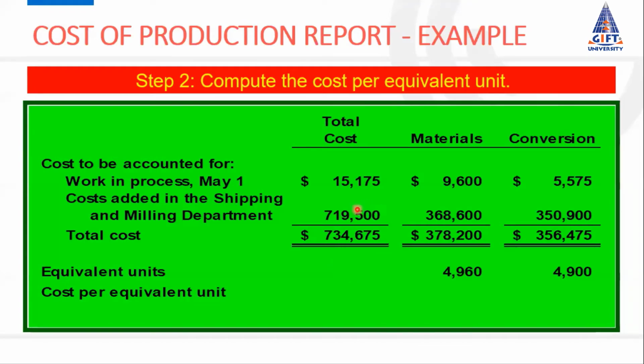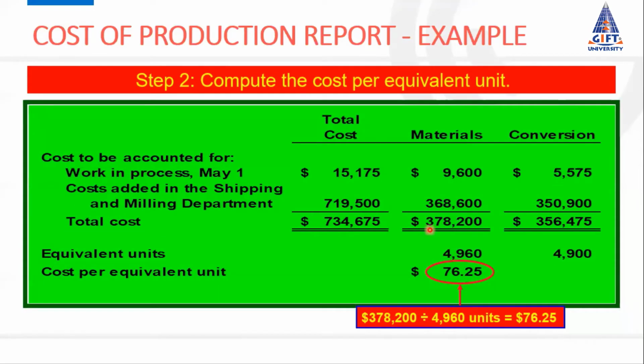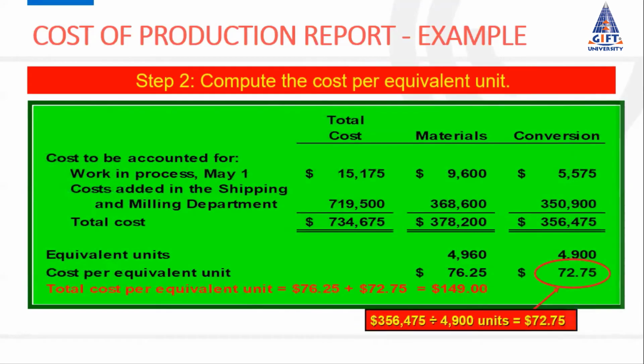You have to compute these total costs and then divide each total cost by the relevant equivalent units of that particular cost element. That is 3,78,200 divided by 4,960, that is 76.25. That is the per equivalent unit cost of materials. And likewise, the per equivalent unit conversion cost is 3,56,475 divided by 4,900, which is equal to 72.75.